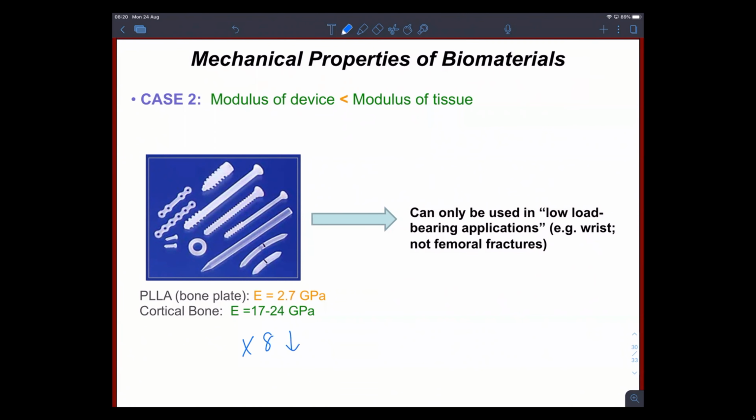But you can see that because it's not as strong, you can only use it in low load bearing applications, right? It's not going to be supporting the femur or anything like that. It needs to be in wrist applications, or a lot of spinal bits use it as well.